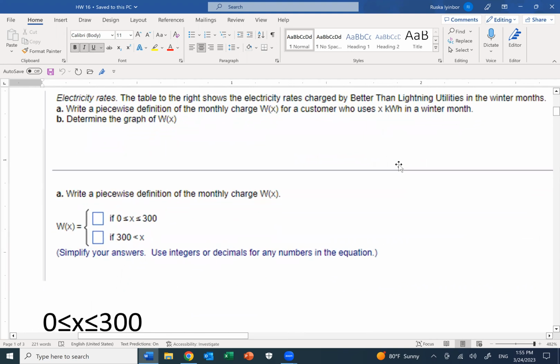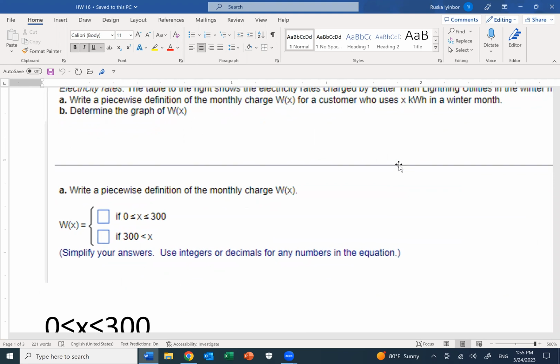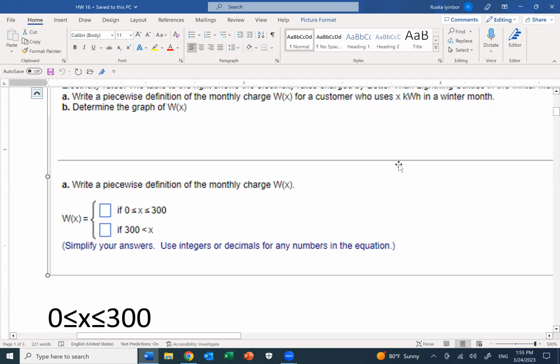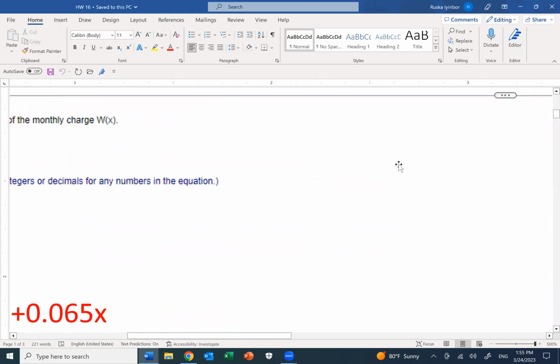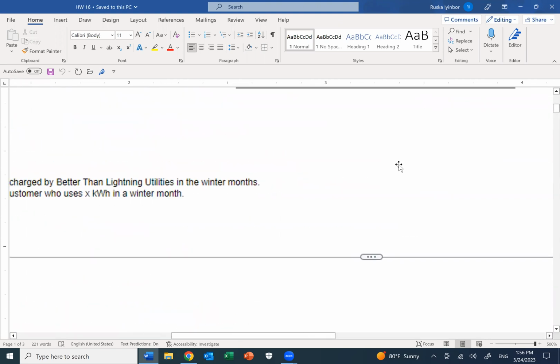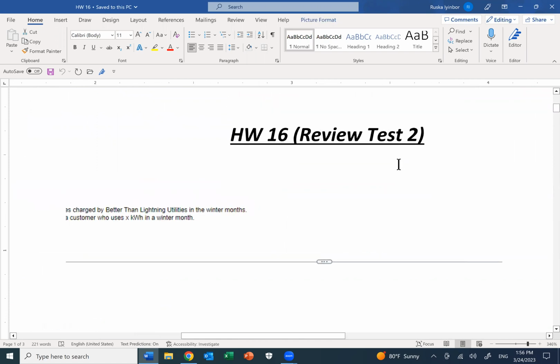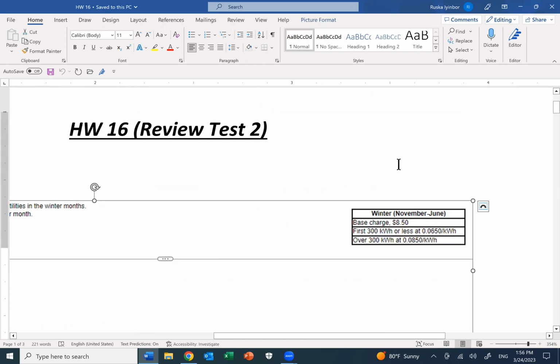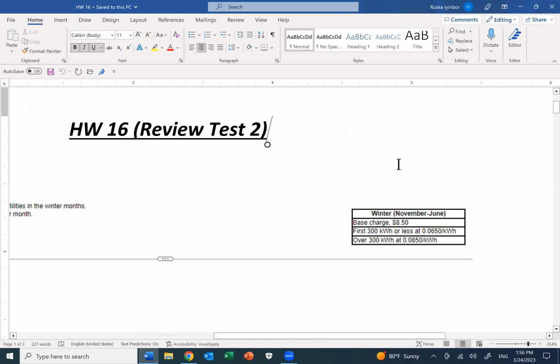We have a piecewise function, which gives us the different rates for different use of electricity. So the function looks like this. This is the piecewise function. When you use 0 to 300 kilowatts of electricity, we need to find the function, and above 300 kilowatts we are using a different function, and we have to find it using this table. There's the table.